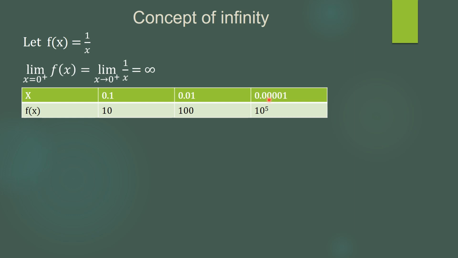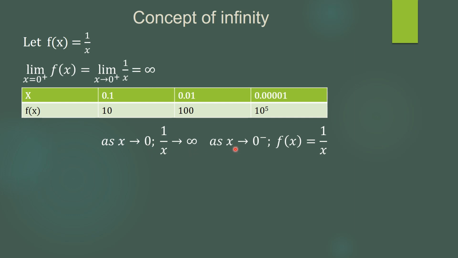As I'm coming close to 0, my value goes on increasing, and so we say that x tends to 0 plus, f of x tends to infinity. So that is called infinity. Whenever we get 1 upon 0, and if x tends to 0 plus, we will get the answer as infinity. But if x tends to 0 minus, then what will we get? Here we have just stated when x is tending to 0 plus.